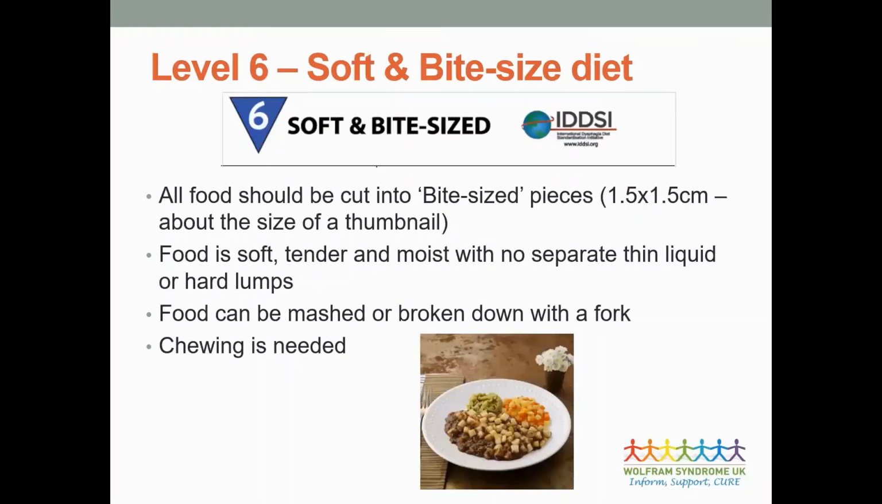Okay, moving on to level 6. So this is your soft and bite-sized diet texture. And as described, all food should be cut into nice bite-sized pieces, about the size of your thumbnail for a rough gauge. Again, the measurements I've got here are for the adult population, so that's 1.5 by 1.5 centimetres, the size of your thumbnail roughly, and they're a little bit smaller for paediatric populations. Again, the food is nice and soft and tender, no separate thin liquid or hard lumps, and it can be mashed or broken down with a fork, and you definitely need to do some chewing with this.